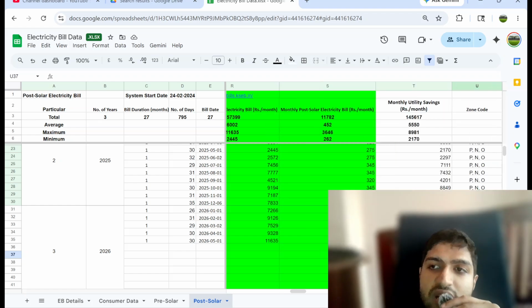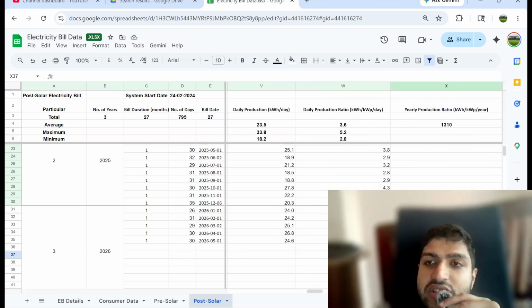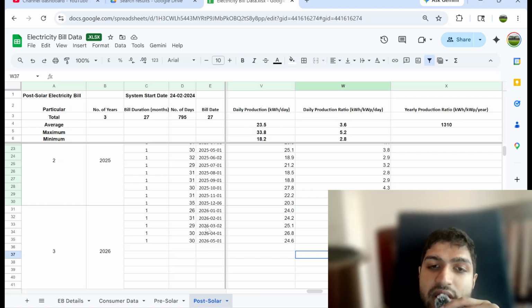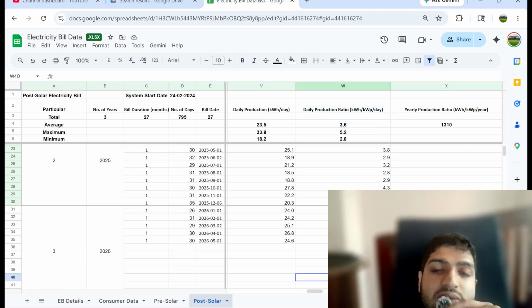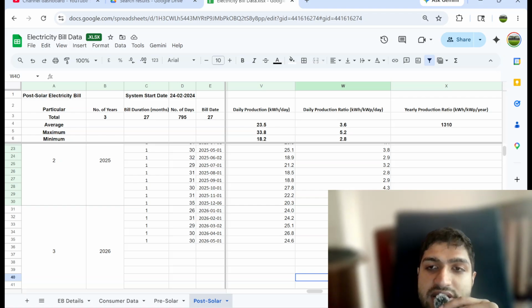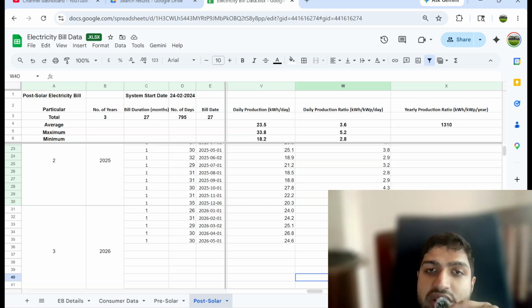And during our calculations, we also notice the production ratio, that is the kilowatt hour per kilowatt peak per day. Each month is divided into number of days, and the average is 3.6. So the solar system is typically producing 3.6 units per kilowatt, and that is the production ratio.